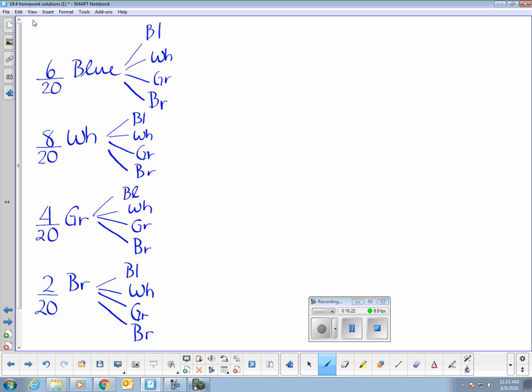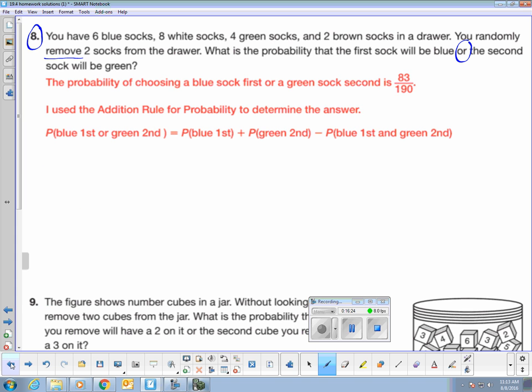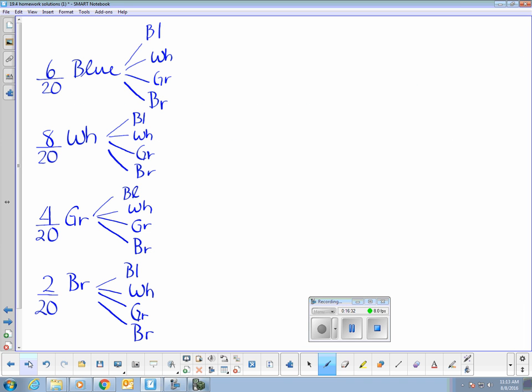All right, now the question said, what is the probability of the first sock being blue or the second sock being green? First blue, let's go ahead and check off all the ones where the first one is a blue. This is one where the first one is a blue. All of these past here have my first pick being blue. Or my second one being green. That would be this one here. Second one is a green. And second one is a green.